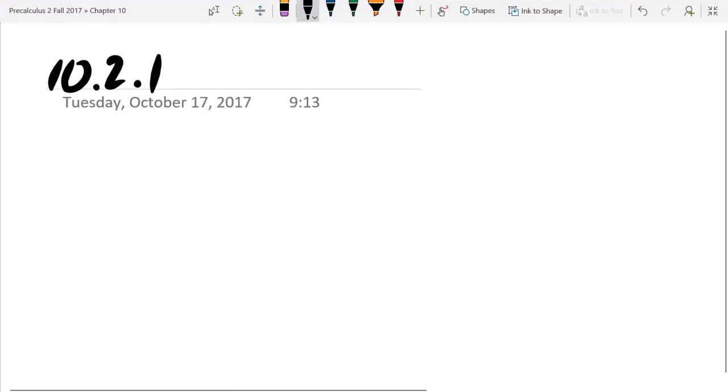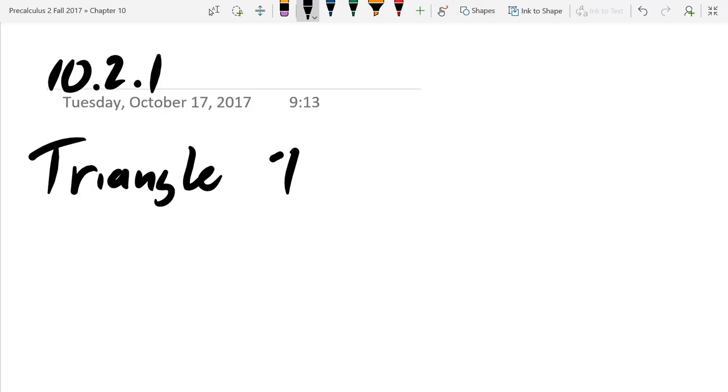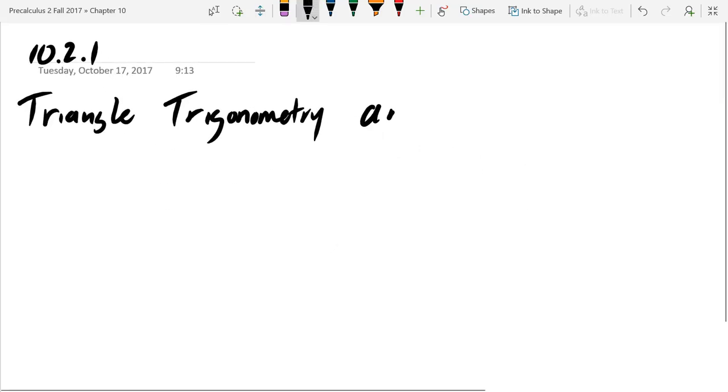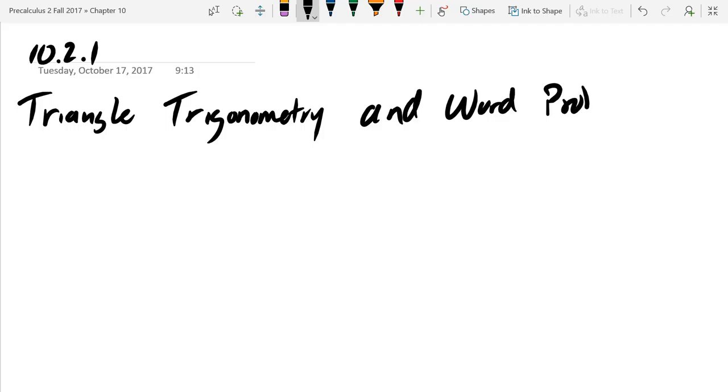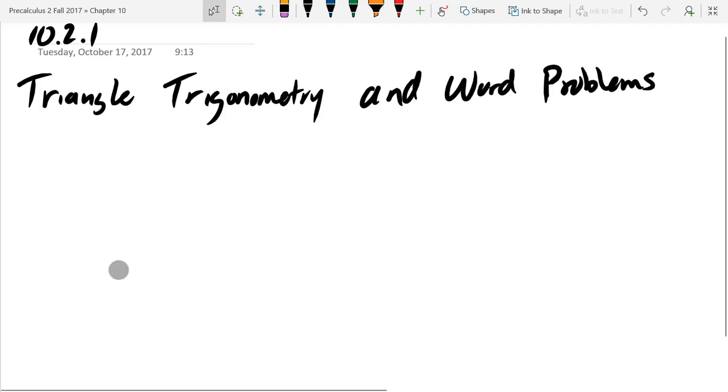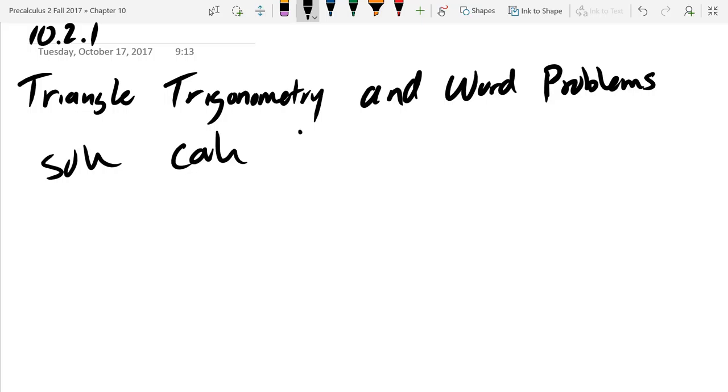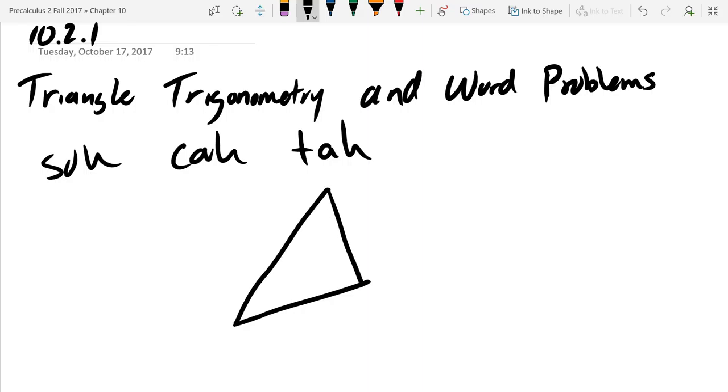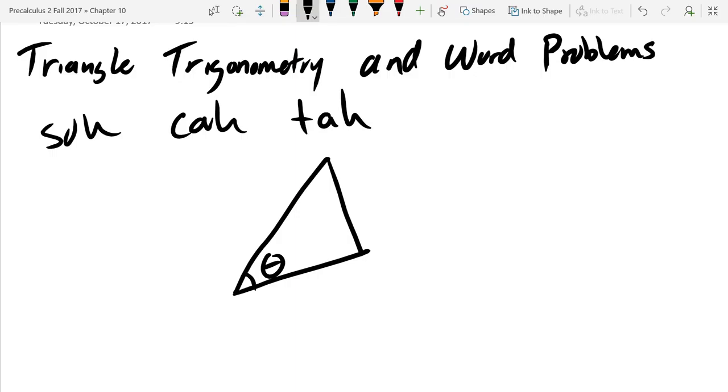So this is going to be triangle trigonometry and word problems. When I draw a triangle here, I'm going to draw a SOHCAHTOA. When I draw this triangle, I'm going to intentionally not line it up on the x or y axis. So I'm drawing it intentionally kind of skewed, not lined up on either axis. If I call that angle theta right there, no matter what, hypotenuse should be easy to spot. It's always the side opposite the right angle.